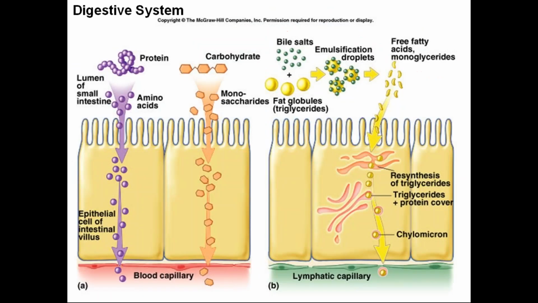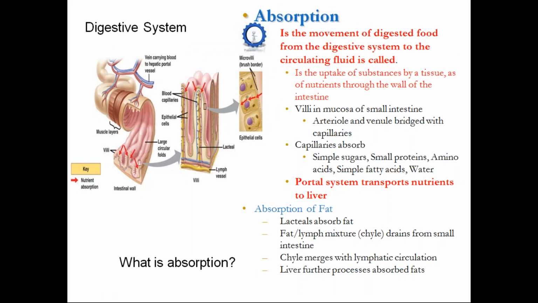All right, so let's keep going. Absorption is the movement of digested food, right? Pancreatic juice, gastric acid, everything in the food is digested. That is passing from the digestive system to the circulating fluid. So they are going to go to the veins. Remember the superior mesenteric vein and the inferior mesenteric vein, the vein of return. That is going to collect all the nutrients into the portal vein going to the liver.